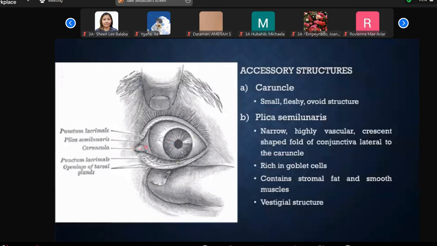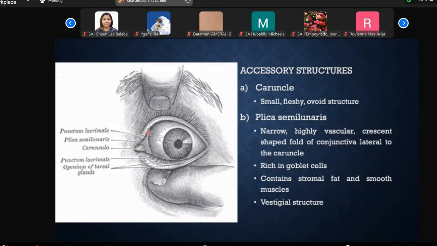So this is the goblet cell, one of the rich sources of your mucin. But the bulbar conjunctiva, the conjunctiva lining the eyeball itself, also has goblet cells. They made a study and found that most of the goblet cells in the bulbar conjunctiva are located in the medial side, inferomedial side, close to the caruncle.